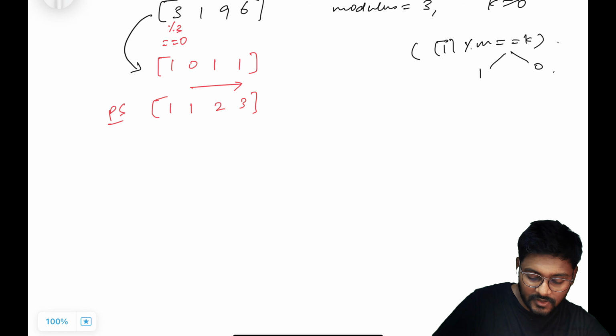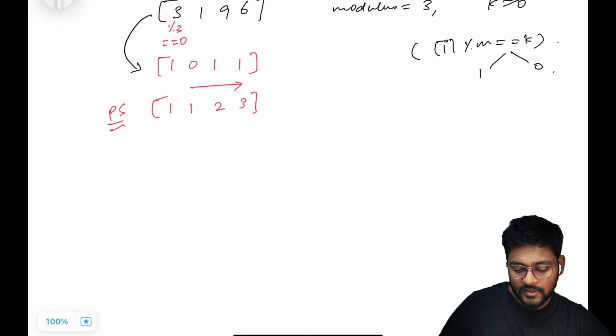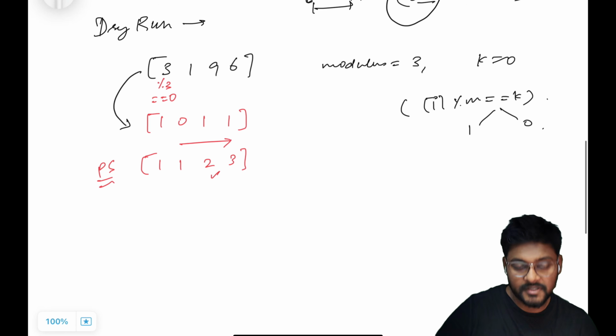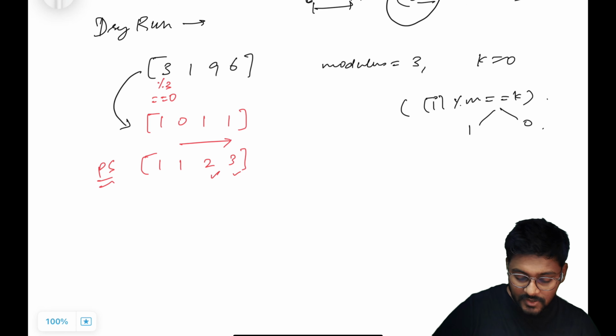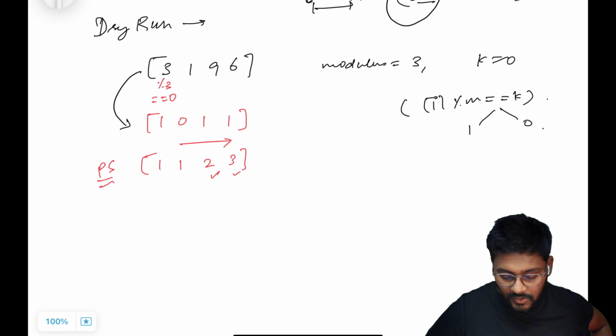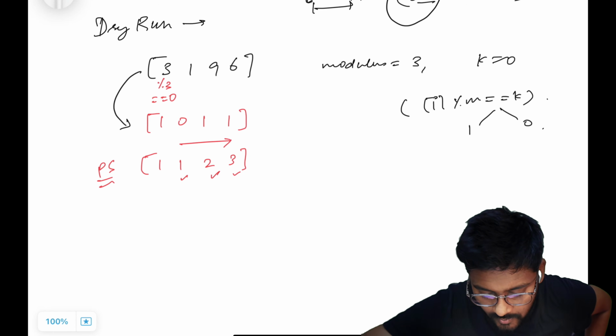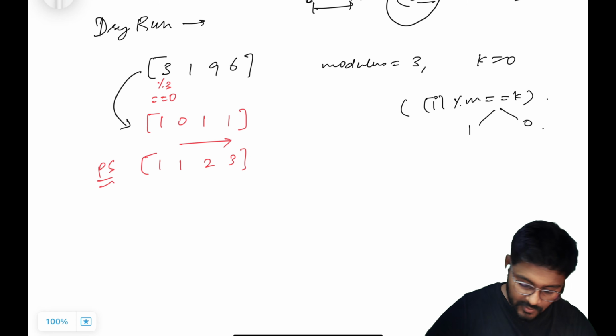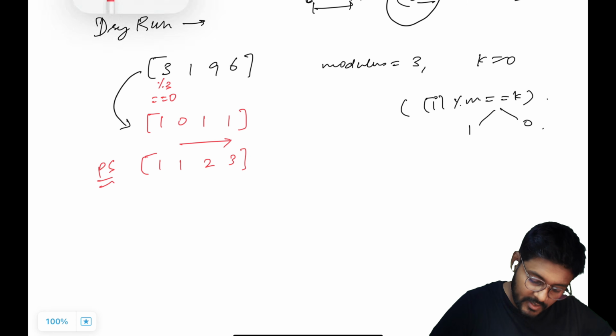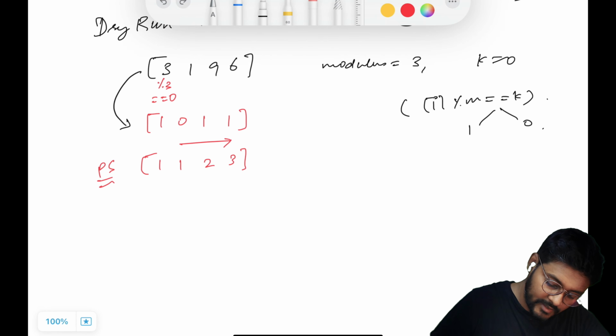Now this is the prefix sum. Prefix sum where 2 means the count from 0 to 2, 3 means count from 0 to 3, and this second one means count from 0 to 1. So this is how the prefix sum will look. And if I just mark the indices, it will look like this: 0, 1, 2, 3.